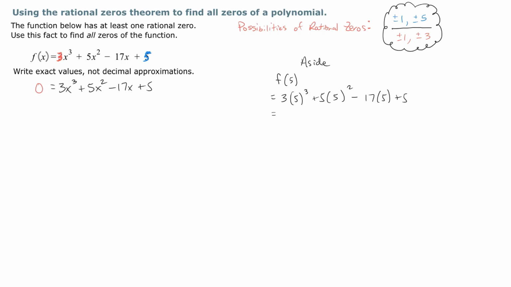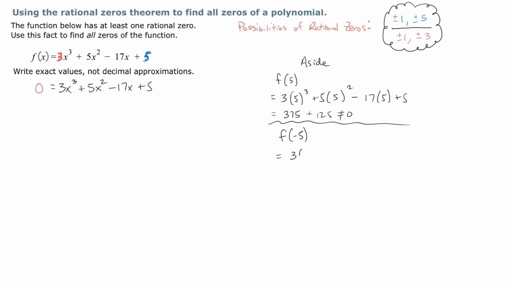This seems way too big. This is 125 times 3. This is 375 already. Plus another 125. And that's not going to work, right? That's not going to be 0. So why don't we try f of -5?